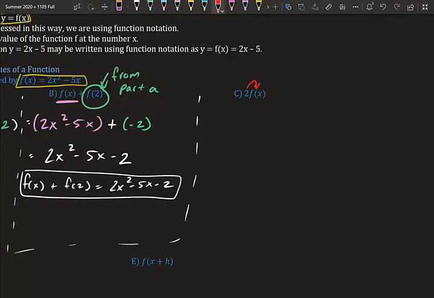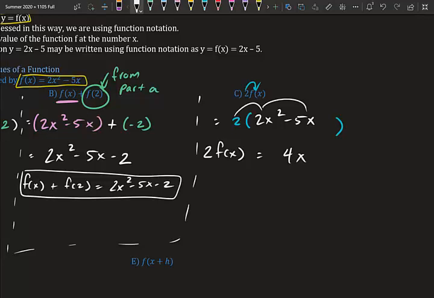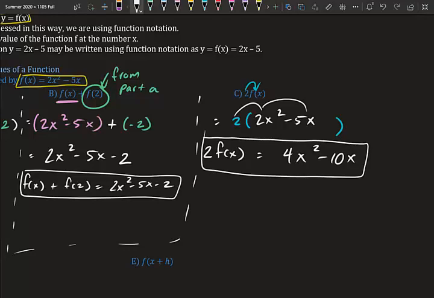So what we're going to do is we're going to distribute. We can distribute 2 to the function. So we have 2 times the function. The function is 2x squared minus 5x. We simplify. So we have 2 times the function equals 4x squared minus 10x. We don't take a greatest common factor out. That's our final answer.